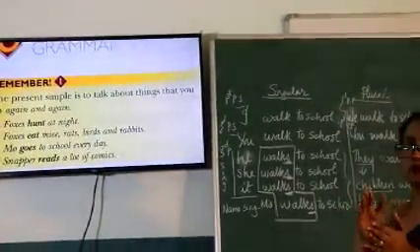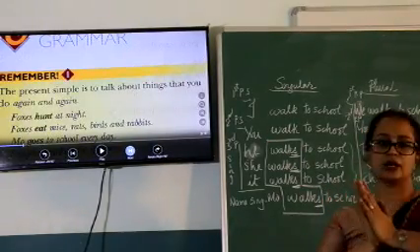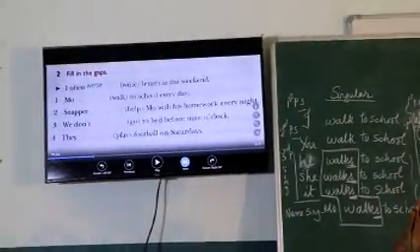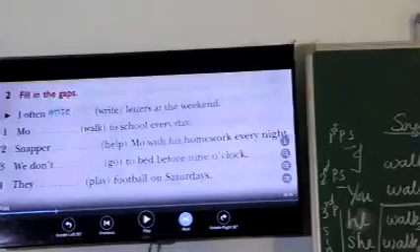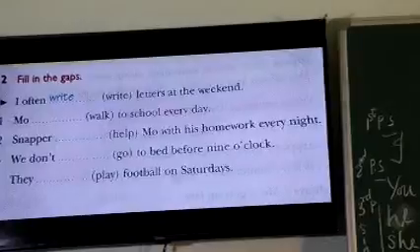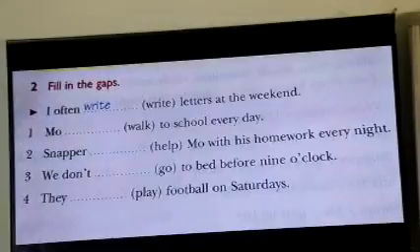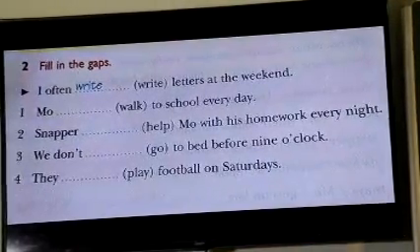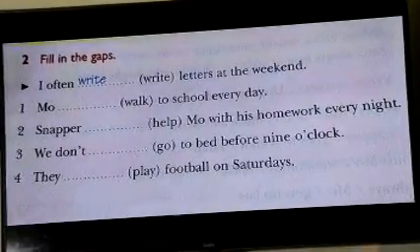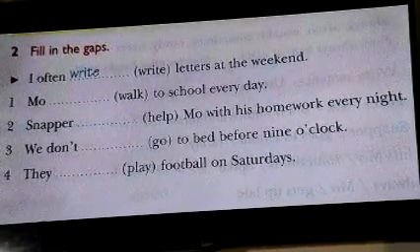Okay, now we shall move on to the next slide. I want you to write it down in your notebook. All right. So the first one has already been done for you. I often write letters at the weekend. Now, I is an exception. Though it is singular, you cannot add S to I. Alright? It is an exception.